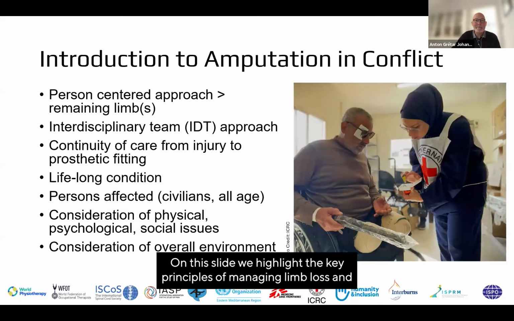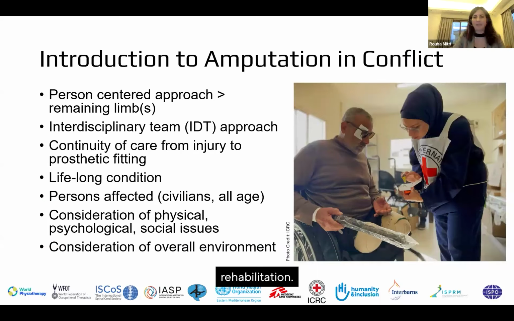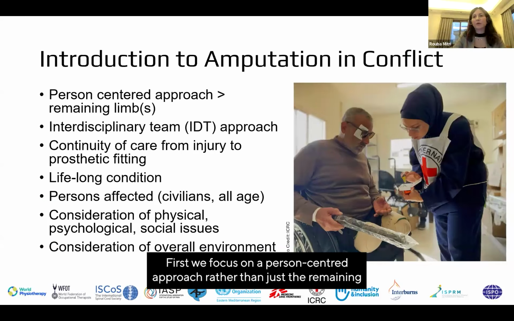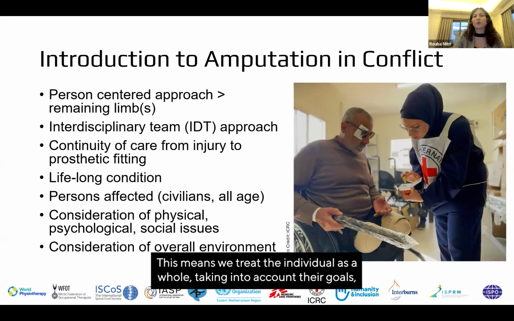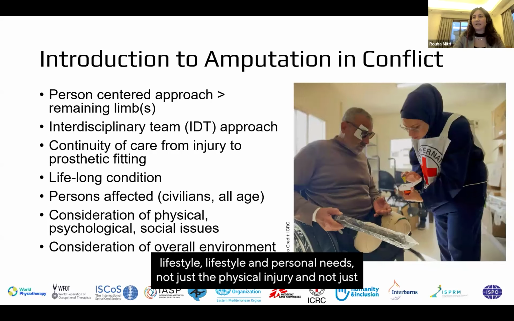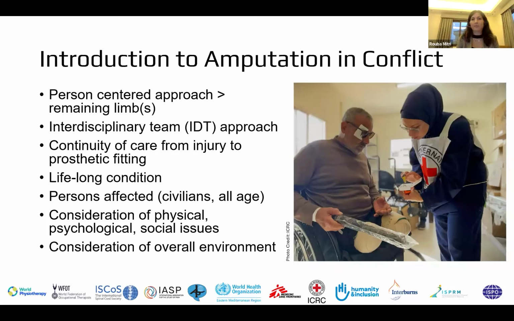On this slide, we highlight the key principle of managing limb loss and rehabilitation. First, we focus on a person-centered approach rather than just the remaining limb. What does this mean? This means we treat the individual as a whole, taking into account their goals, lifestyle, and personal needs, not just the physical injury and not just the limb.